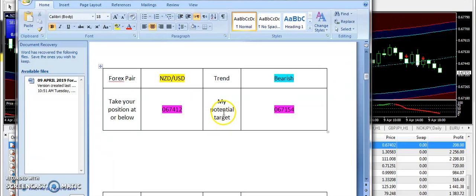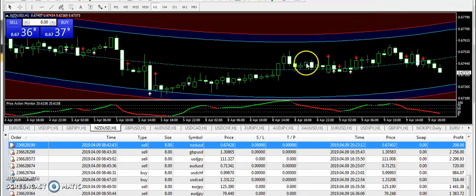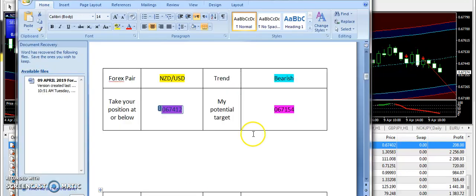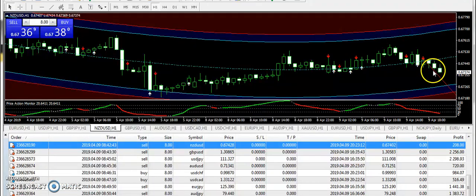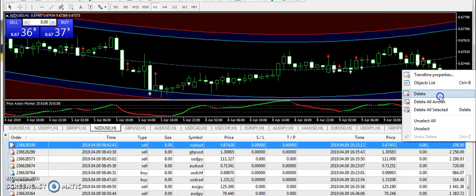So today I have supplied the bearish trend in case of New Zealand USD from 0.67412, which has just broken, and I am expecting further downward momentum on New Zealand USD. If it continues the bearish activity like this, then it can go up to 0.67154. So I am completely bearish on New Zealand USD.